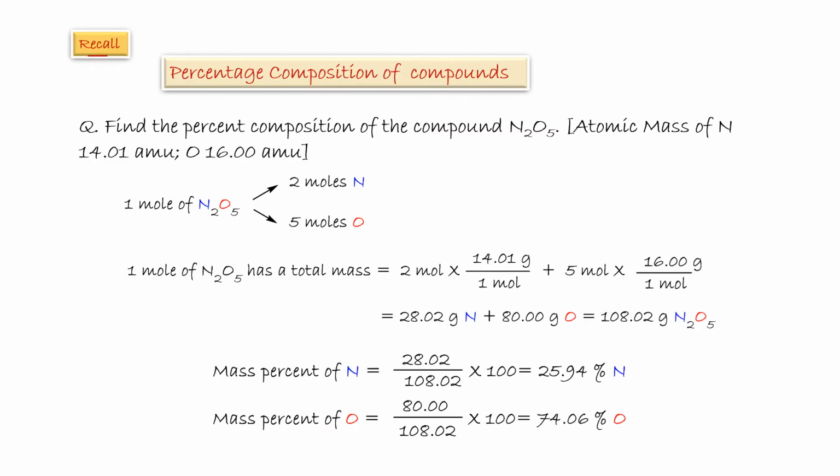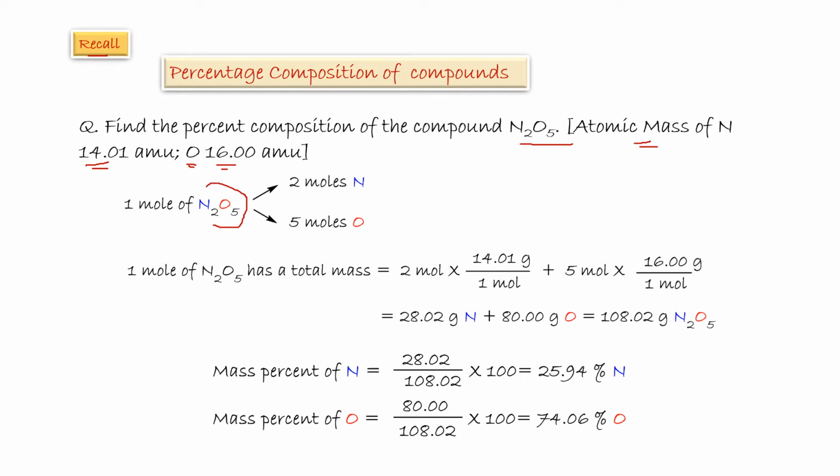Recall we have applied this principle earlier, percentage composition of compounds. Find the percent composition of the compound N2O5, where the atomic mass of nitrogen is 14.01 atomic mass unit and for oxygen 16.00 atomic mass unit.